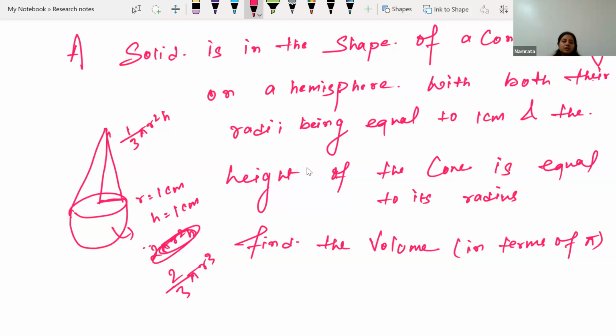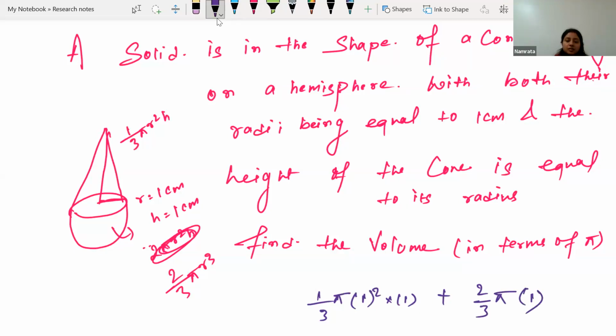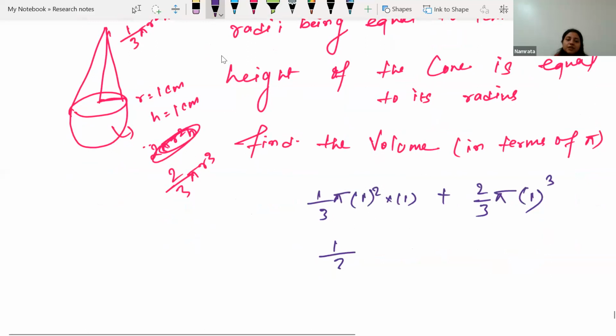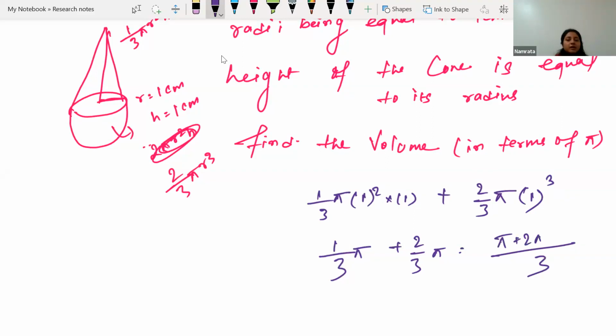Yeah, in terms of pi. We just have to take 1 by 3 pi, r is 1, 1 square, into h is 1, plus 2 by 3 pi, r is 1, 1 cube. So we will have 1 by 3 pi over here plus 2 by 3 pi over here. Here the LCM is 3. So in the numerator we have pi plus 2 pi, that means 3 pi by 3. 3 is gone. Only pi is the answer.